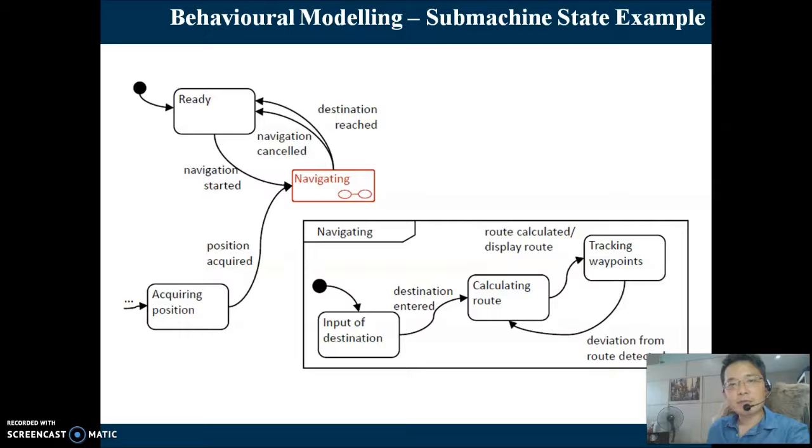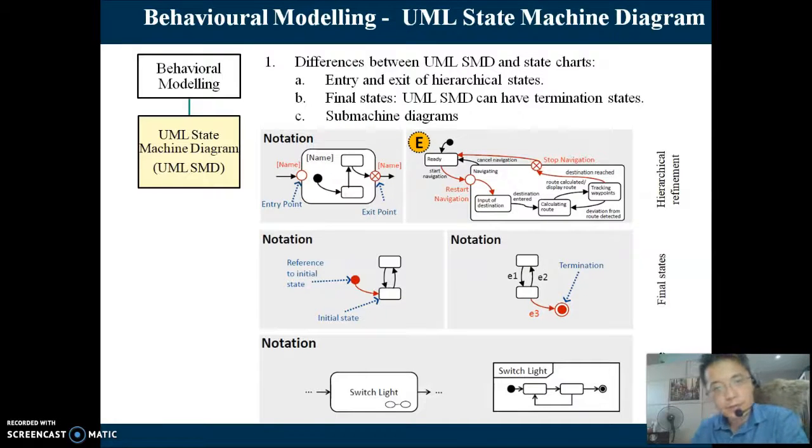Prior to state chart, we have finite state automata and finite state transducer. Because these two earlier modeling notations are not convenient for complex system, therefore state chart and eventually state machine diagram are introduced. The difference between state machine diagram and state chart is that state machine diagram is more convenient for reusability. So I hope you will revise on this on your own and practice drawing some examples of state machine diagram to familiarize yourself with the notations.